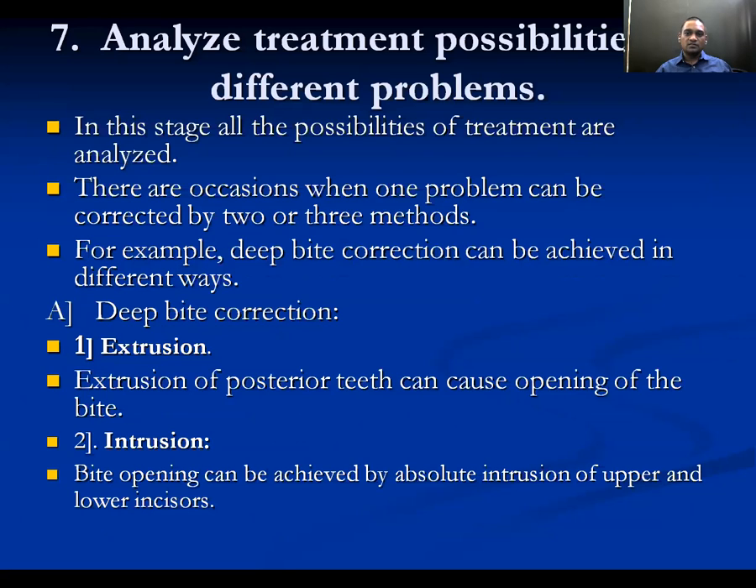Now, how to analyze the possibility of different problems. As we have said, there are different problems in the dentition, but the treatment plan should be based on the problem. For example, say the patient is having a deep bite. Deep bite can be corrected by any one of the options: extrusion of the posterior teeth or intrusion of the anterior teeth. It has to be decided based on the clinical examination.